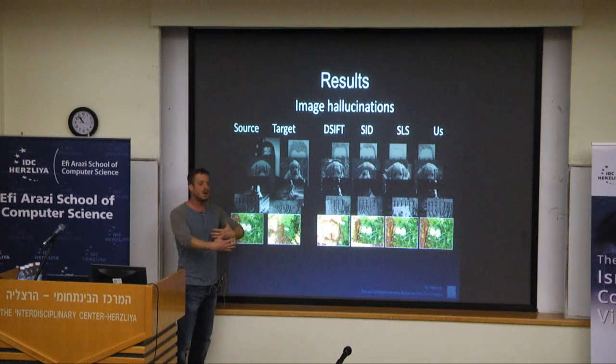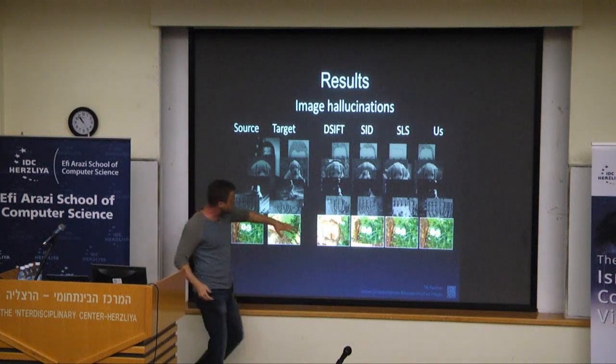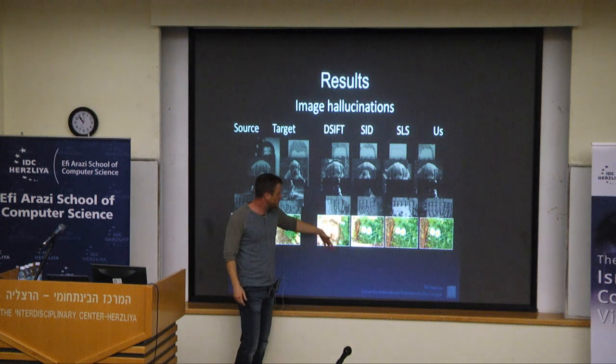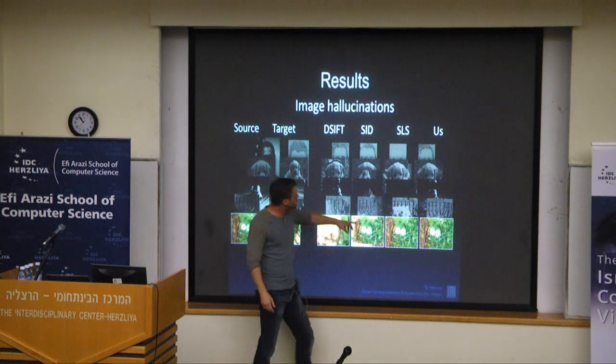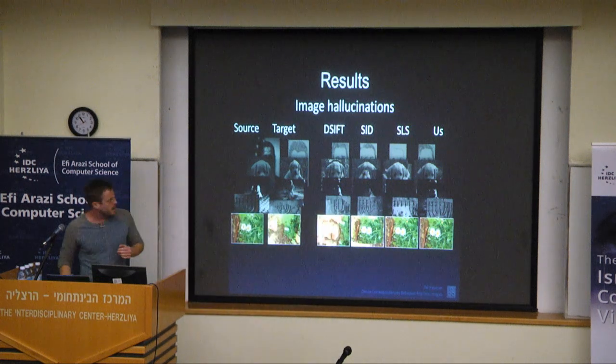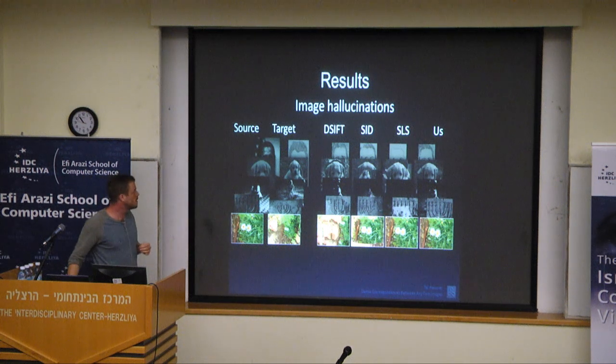The last example here, these two images are from the same scene, but in this case, the two images are of extremely different scales. One of them is much closer than the other. So this example is just to show how dense SIFT completely falls apart when you try to apply it to such cases. It's not designed to compensate for large scale differences, and then you get this rubbish here. The SID, SLS, and our own perform comparably well, but again, our results were obtained with much less computational effort.